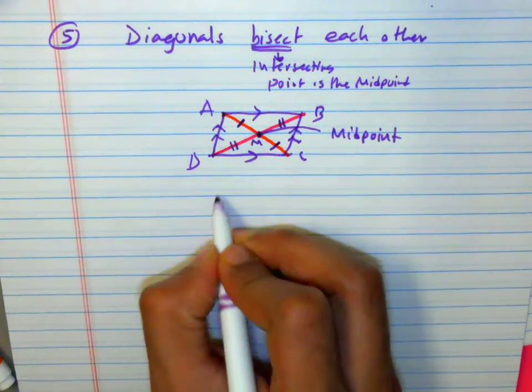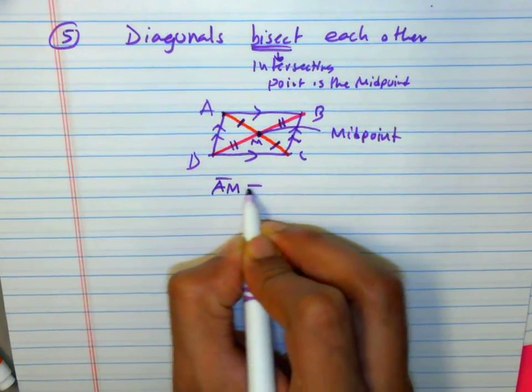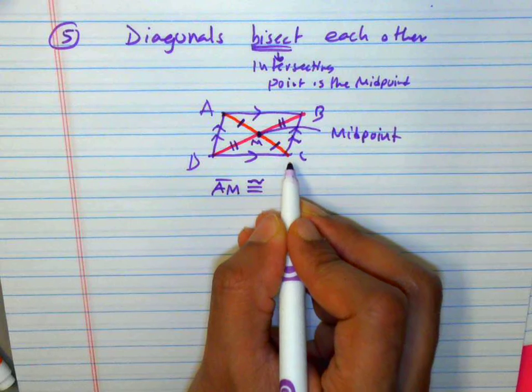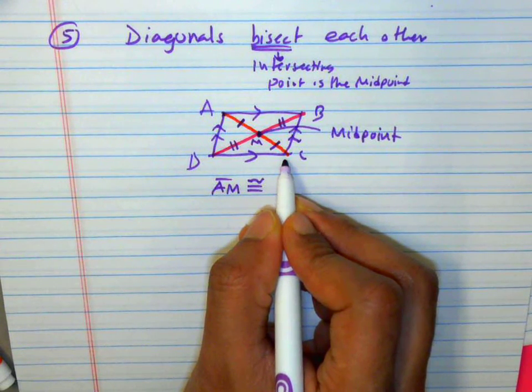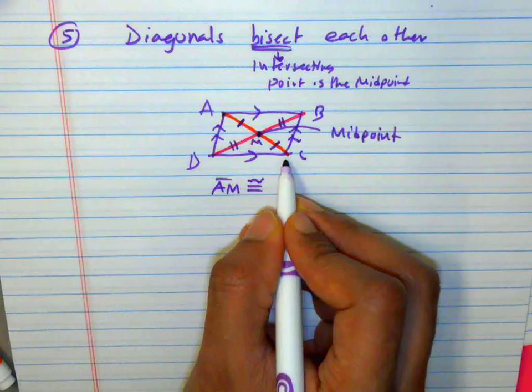A to M is congruent to... Michael Arizaga from the 7th grade, please report to the main office. Michael Arizaga from 7th grade, please report to the main office.